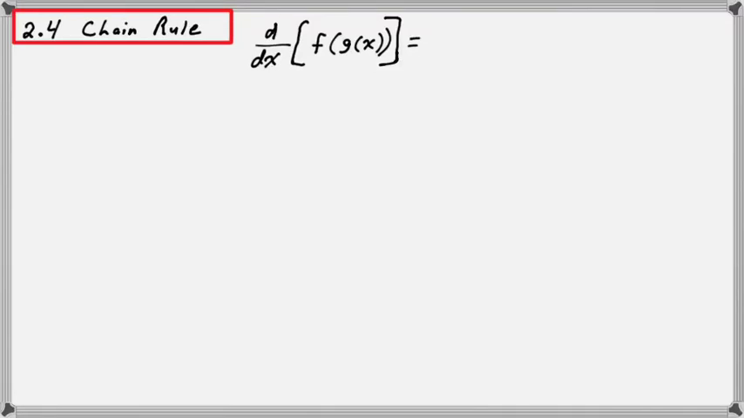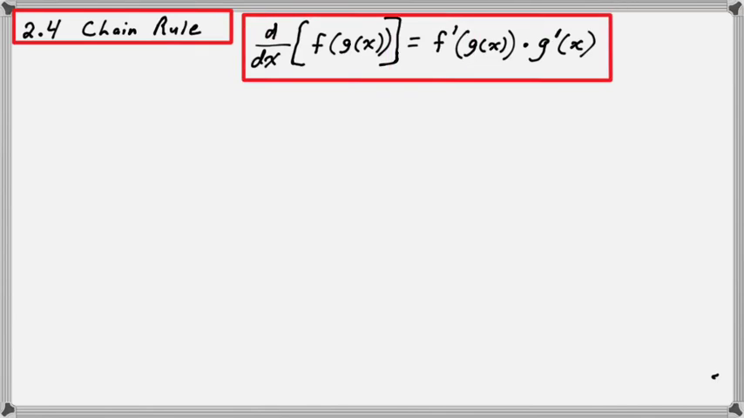Okay, I'm going to start talking a little bit about 2.4 in the calculus textbook, on the chain rule. Here's what the chain rule is. If you're taking the derivative of a composite function, which many things can be, everything can be expressed as a composite function, you would do it this way. It would be f prime of g of x times g prime of x.